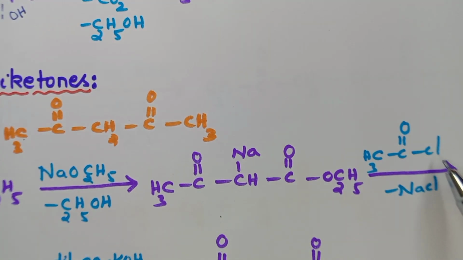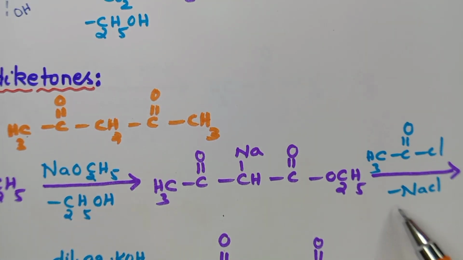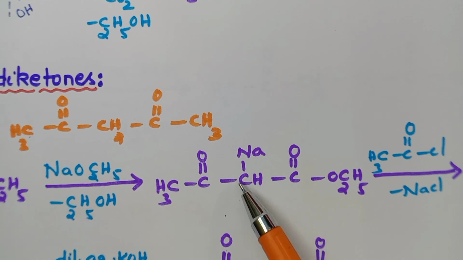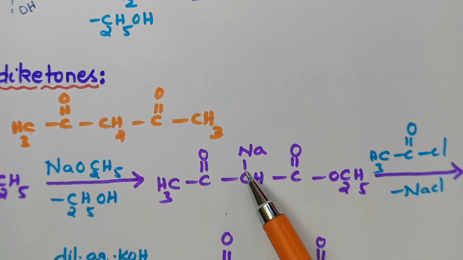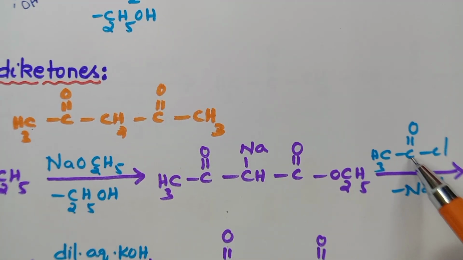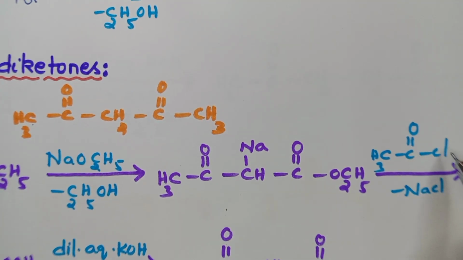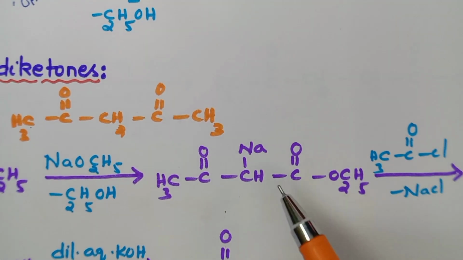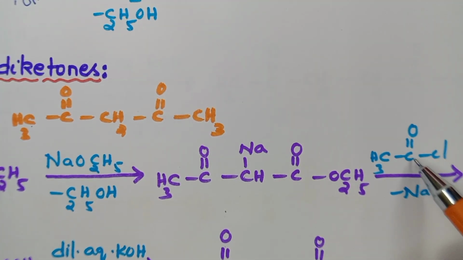This is acetyl chloride. So Na and Cl will come out as NaCl, minus NaCl. So here comes the C double bond O CH3 group. Don't write here, students, CH3 C double bond O. We have to add this C to this C. Why? Because this chlorine bond is getting empty and here it is empty. So this C and this C will be linked to one another.